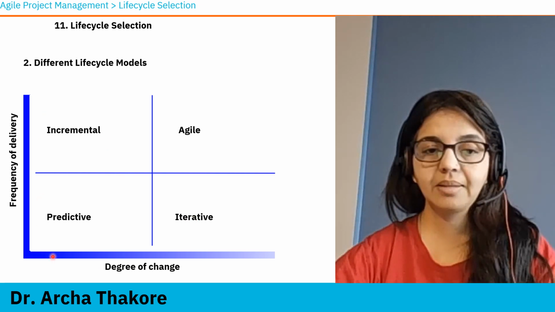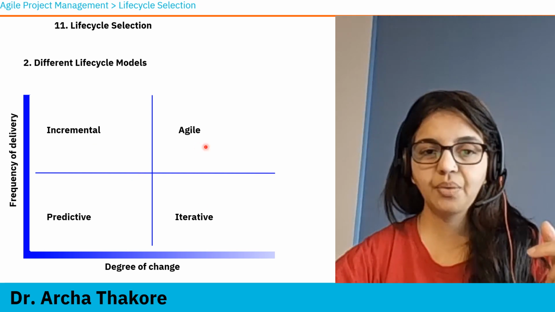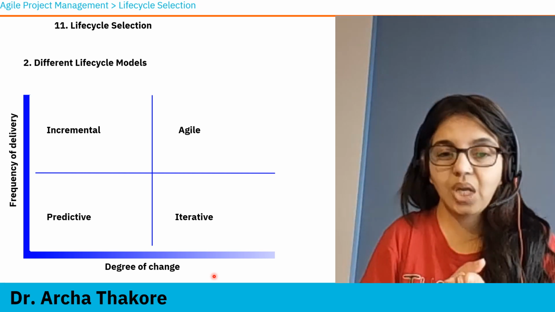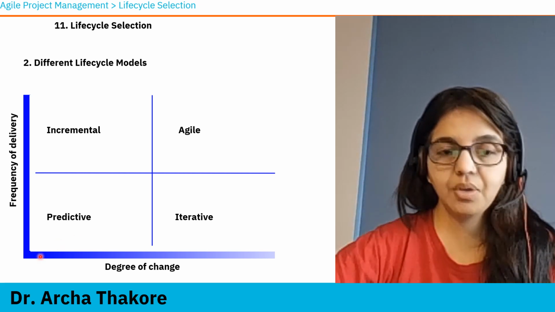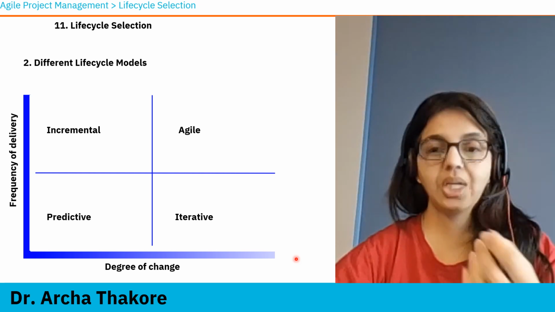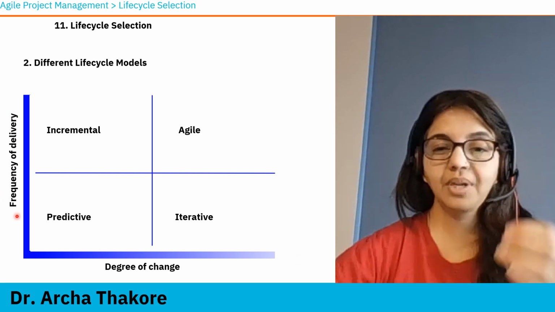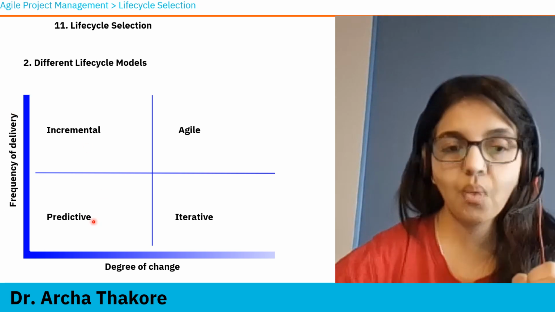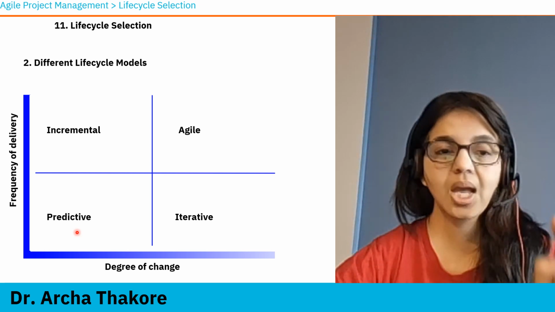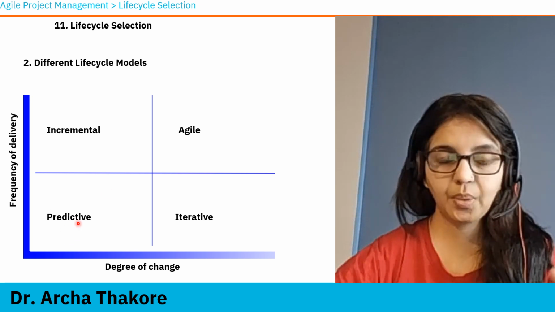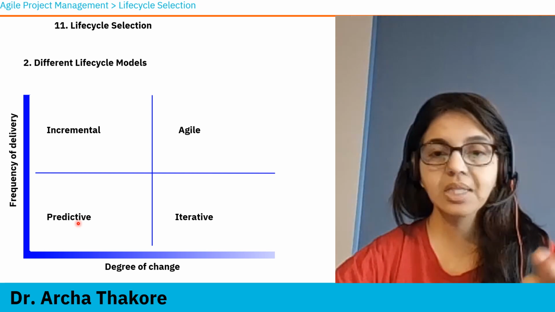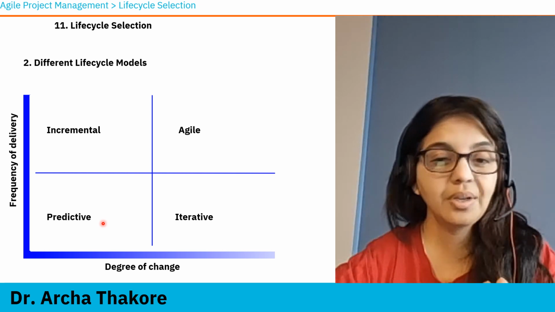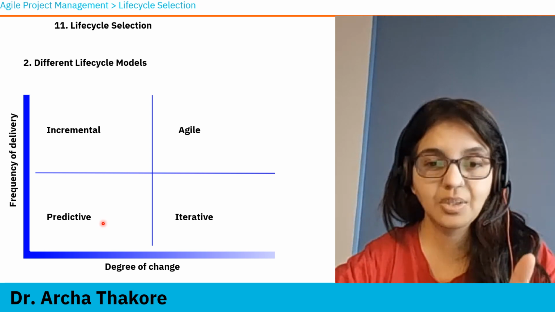Now you're seeing a graph here where I have put four quadrants. On the x-axis you have degree of change, from less change to more change. So as you move along the axis, the change required in the project is increasing. Frequency of delivery is how often you want to deliver a completed product. So this quadrant is low degree of change and low frequency of delivery. Predictive approach: very limited change, everything is decided upfront, and a single delivery.